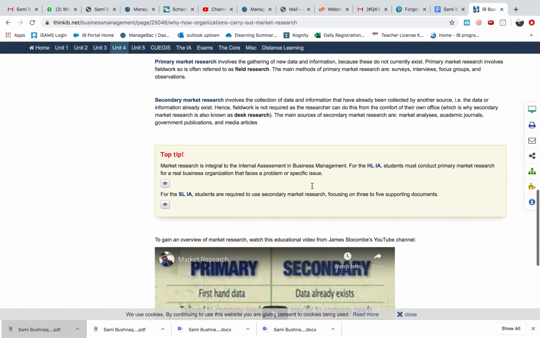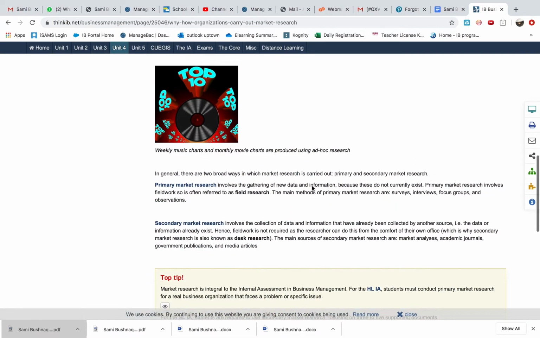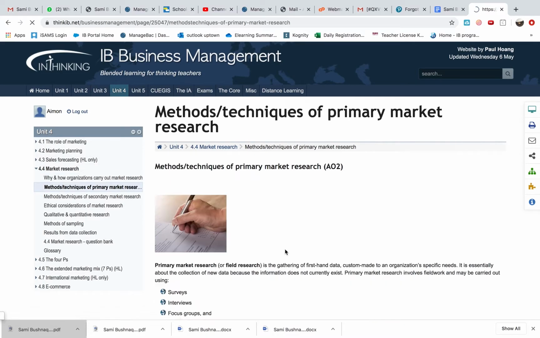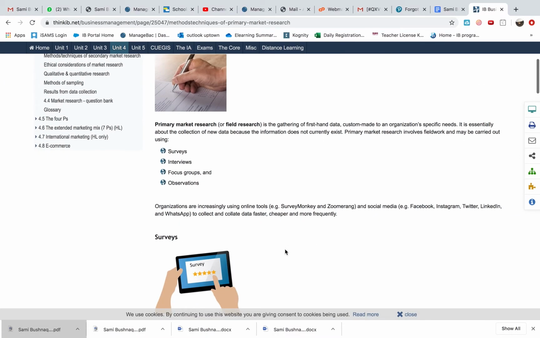All right, so those are really important things, especially considering primary research is required for your IAs. So you need to be very, very familiar with primary research. So let's take a little bit more look at that in depth.